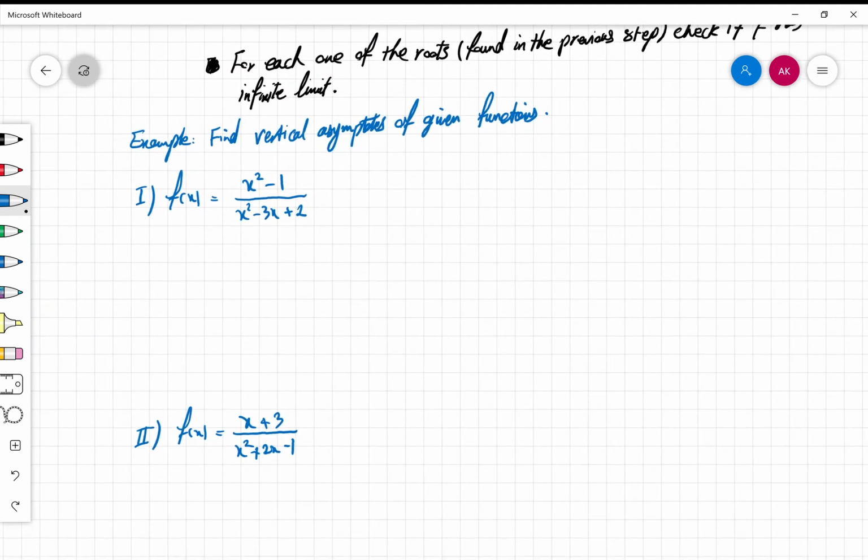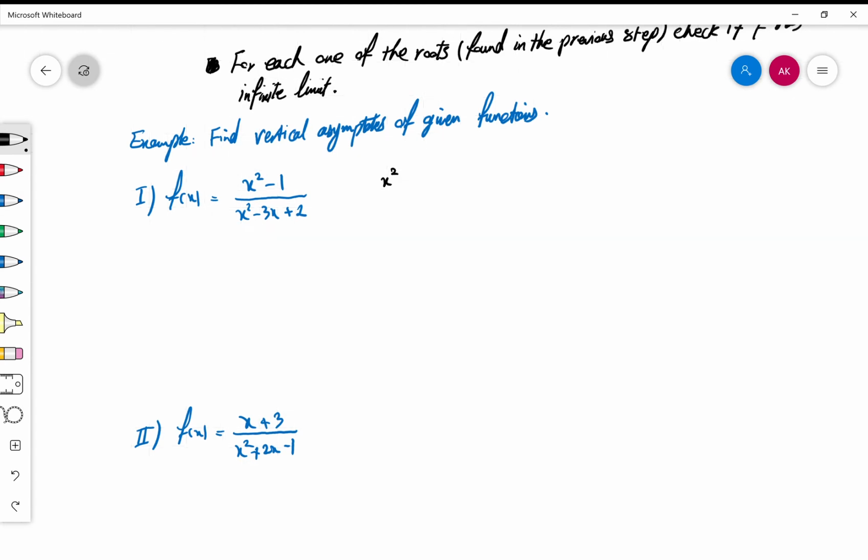Okay, so what should we do? So the first step is find what points make the denominator equal to 0. So we are trying to find two numbers which add up to -3, and when you multiply you get 2. That's -1 and -2. So we have two roots, x equal to 1 and x equal to 2. We have to check both of them if the function has infinite limit in both of them or not.